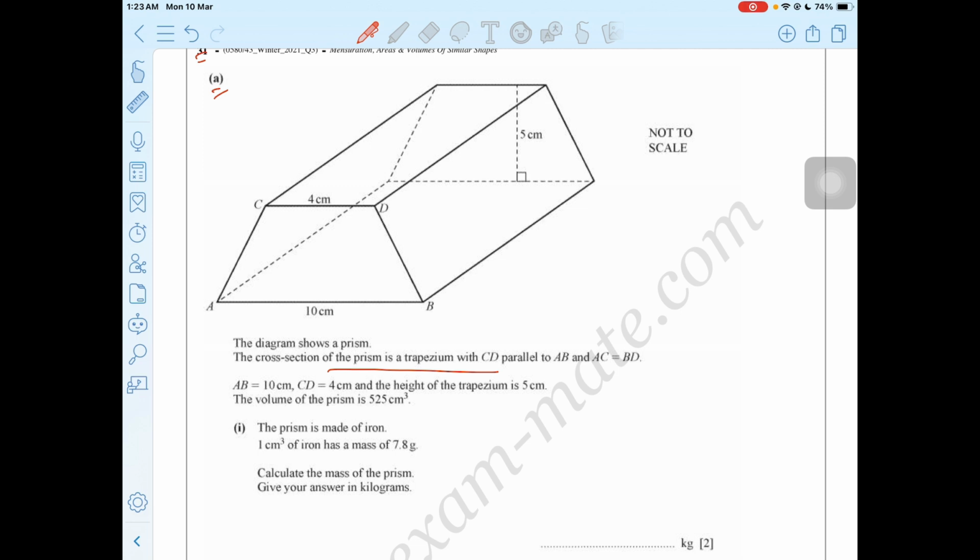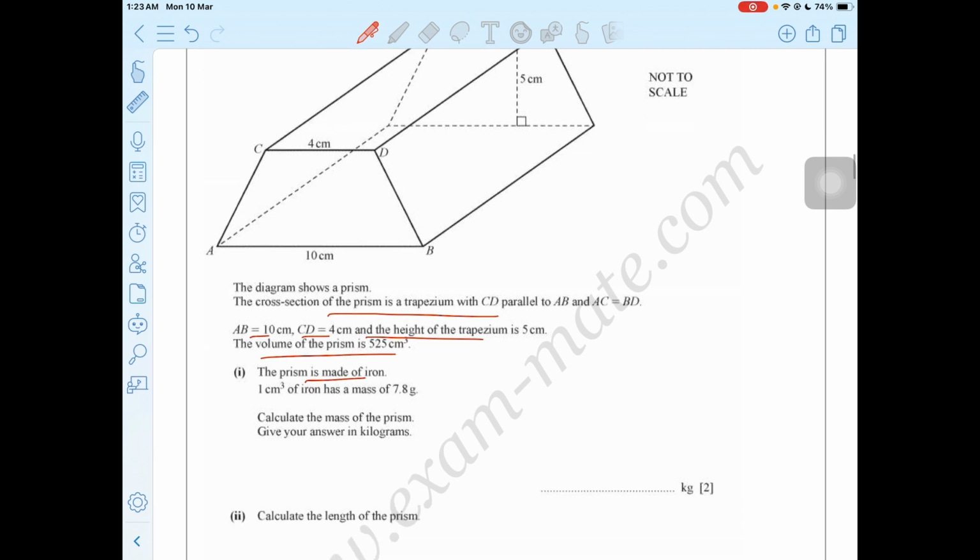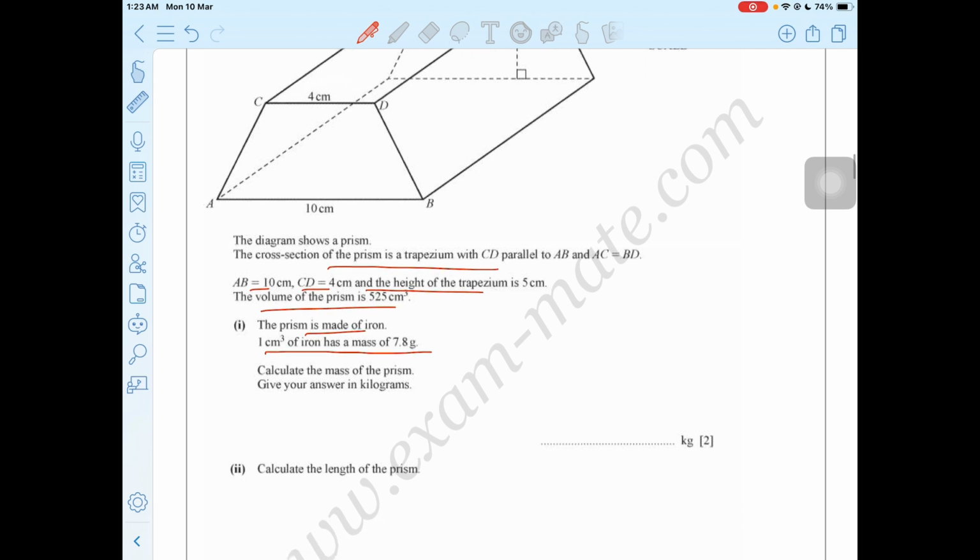And then we have AB equals 10, CD equals 4, and the height is this. The volume of the prism is this. The prism is made of this, and 1 centimeter cube is this. So we are given the density. Calculate the mass of the prism. We need to calculate the mass of the prism, right?